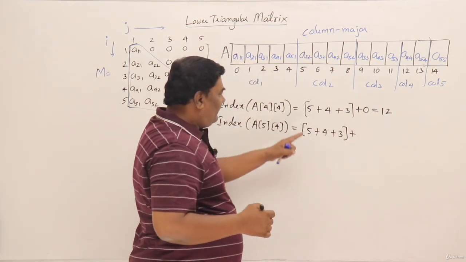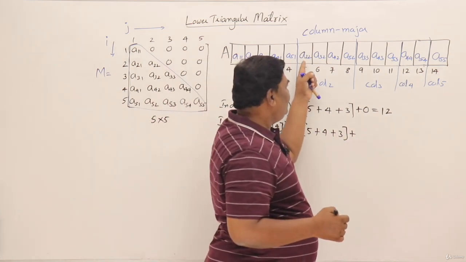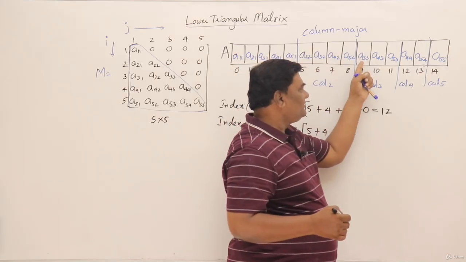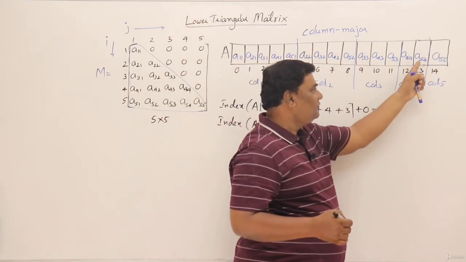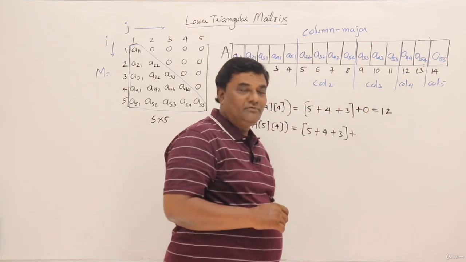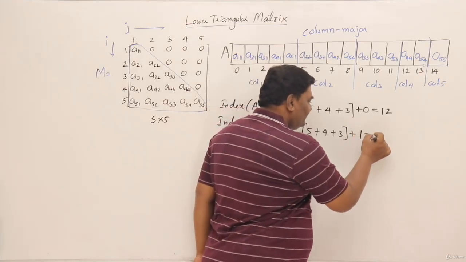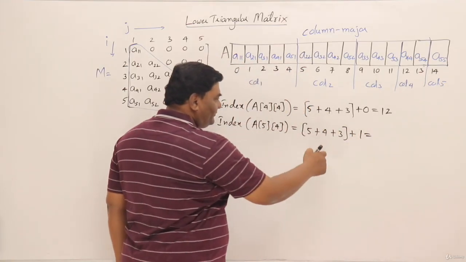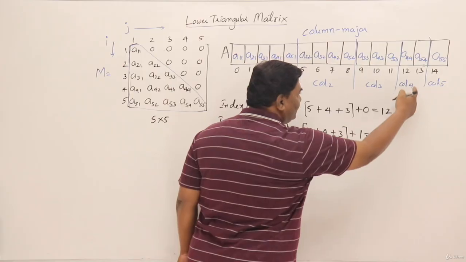Then when I have skipped the first column, I am here. Second column I skip, I am here. Third column I skip, I am here. Then how much should I move ahead? Just one element I should move forward. So this is 1. So this is 5 plus 4, 9, 9 plus 3, 12, 12 plus 1, 13. And I got the index 13.